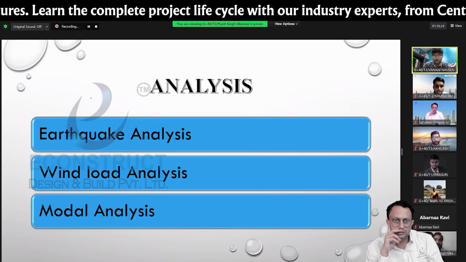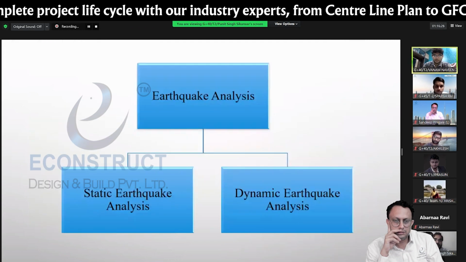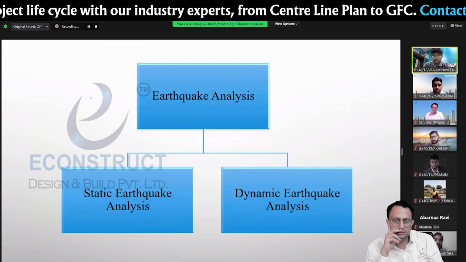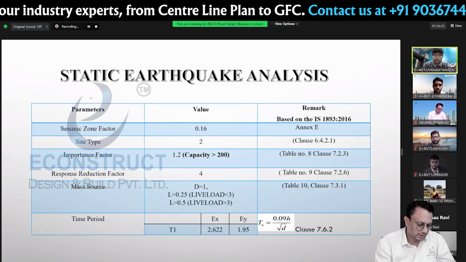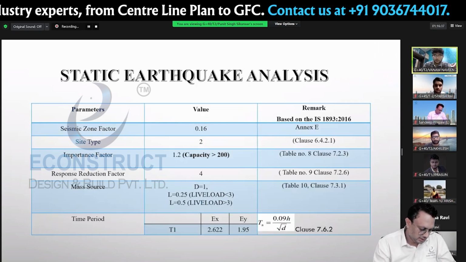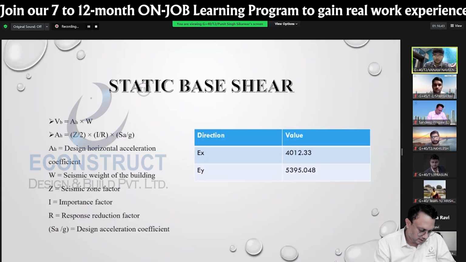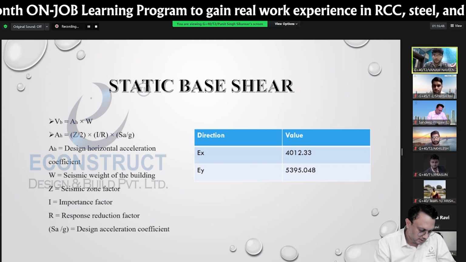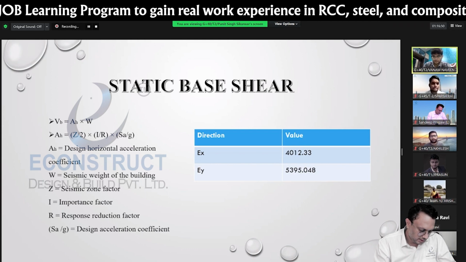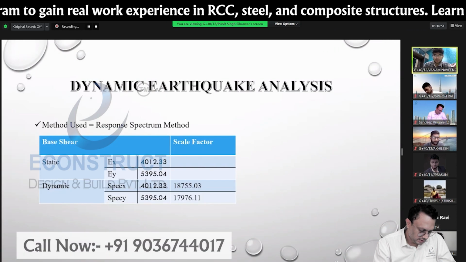Next. Analysis considering this: earthquake analysis, wind analysis, and modal analysis. Earthquake analysis, static and dynamic. In static, these are the results we have got for tower 1. This is the base shear for tower 1, 4,000 in the EX direction and 5,000 in the EY direction. Next. Dynamic earthquake analysis.